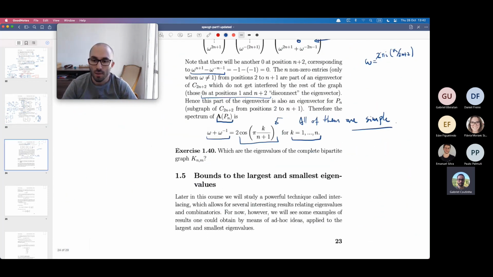Forget about this exercise 1.40. We just did it. This was letter B.